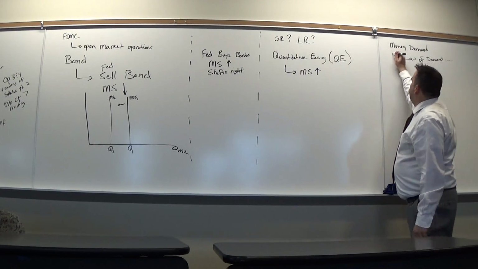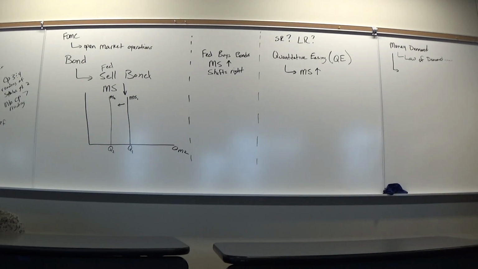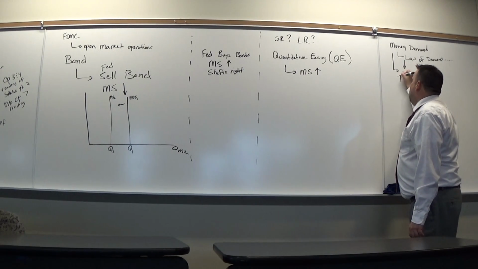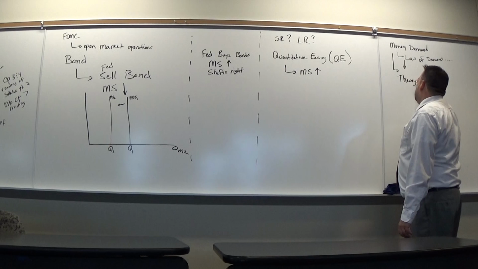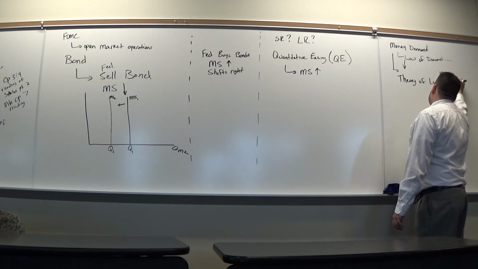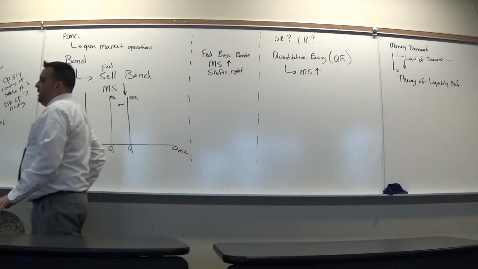So I'm going to kind of give you the formal way of thinking about it, and then we'll do a little bit more simplistic way. The formal way is accurate. The simplistic way helps us understand the model and get the right answers, so it's kind of nice to see both. Formally, money demand follows the law of demand because of what we call the theory of liquidity preference. The theory of liquidity preference.